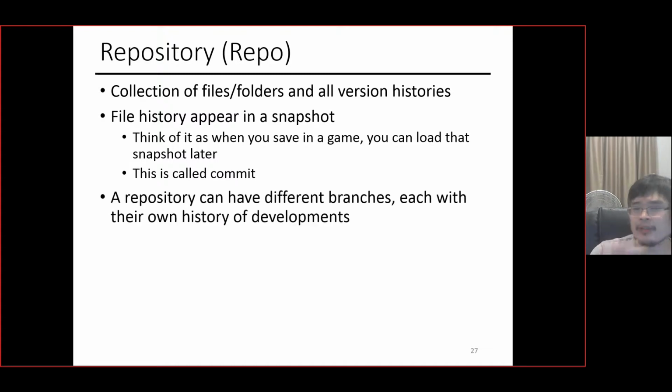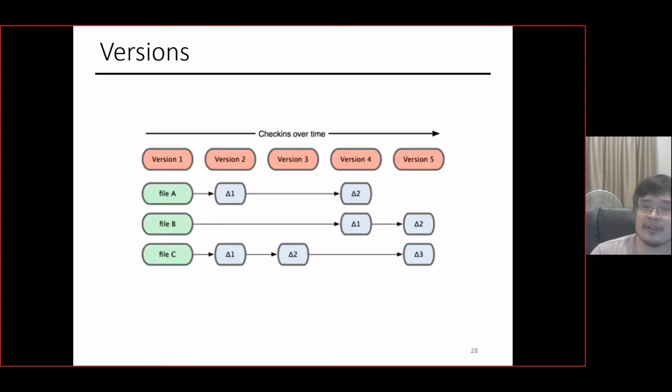And then the repository can have different branches, each with their own history of development, and you can merge and branch out again. This is kind of a brief overview of what I mean by version, right? You can have three different files that have different versions of the file. File A has version 1, version 2, and version 4. Basically, someone edited this file 2 times, delta 1 and delta 2. Someone also edited file B 2 times, someone edited file C 3 times.